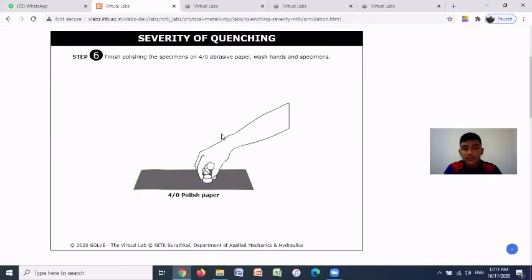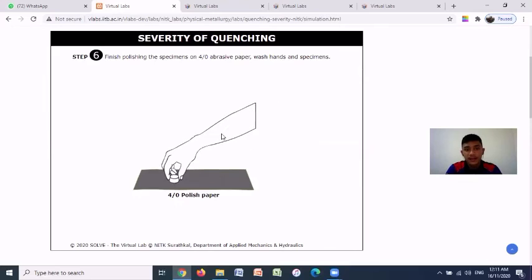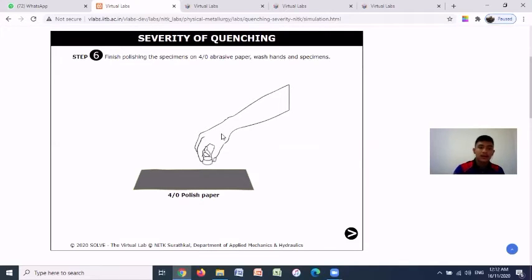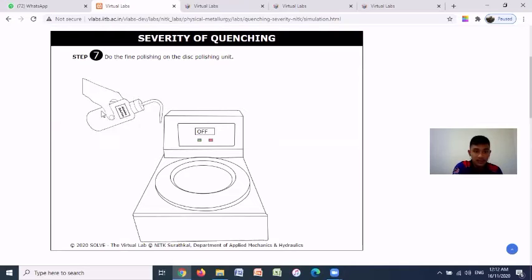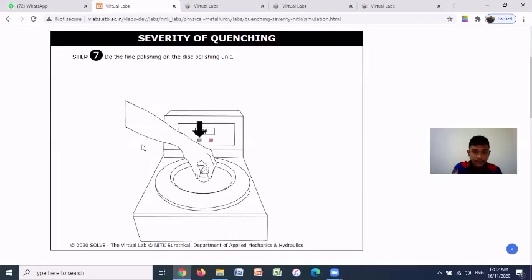Alright. Kita teruskan dengan polish benda ni. Alright. Dia 4/0 polish paper. Tadi lain, ni lain. Alright. So, kita letakkan aluminium solution. Do the fine polishing on the disc polishing unit. Right, so letakkan dia, letakkan tadi benda tadi tu, dan kita onkan dia untuk bagi dia licin. Okay, so kita offkan dia.